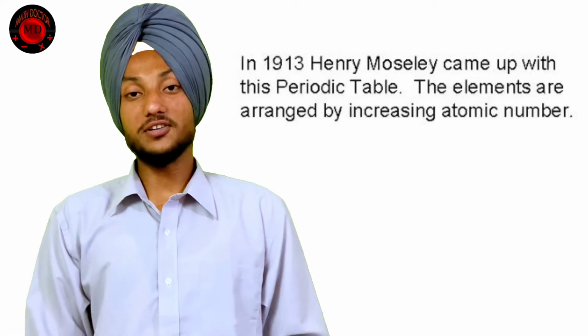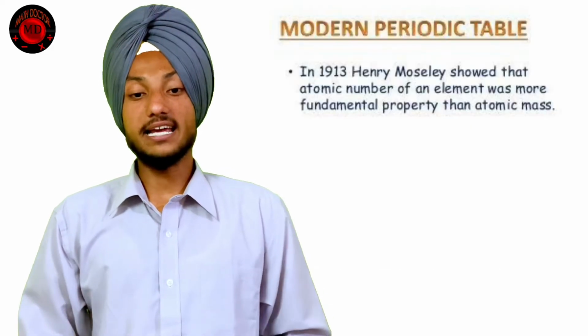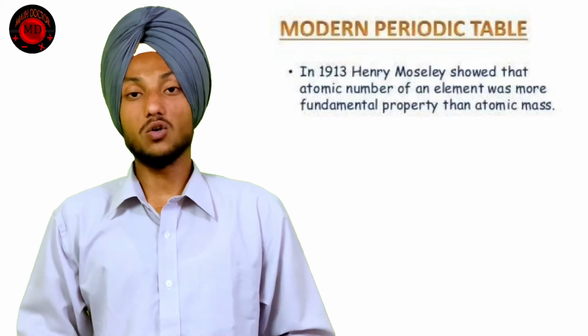In the year 1913, Henry Moseley showed that the atomic number of an element is a more fundamental property than atomic mass, and hence atomic number is a better basis for the classification of elements. The atomic number increases regularly by 1 from element to element, but atomic mass does not vary regularly from one element to the next. No two elements can have the same atomic number.